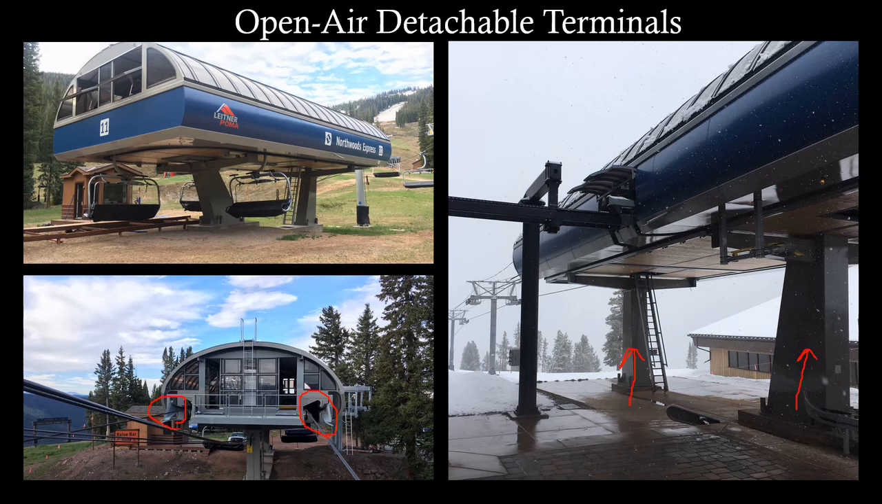For a tension setup, the bull wheel needs to move back and forth. This is accomplished in open-air detachable terminals in one of two ways. Either there is an internal carriage where the bull wheel is moved back and forth on a set of rollers, or the entire terminal will move on a set of rollers attached to the terminal masts.